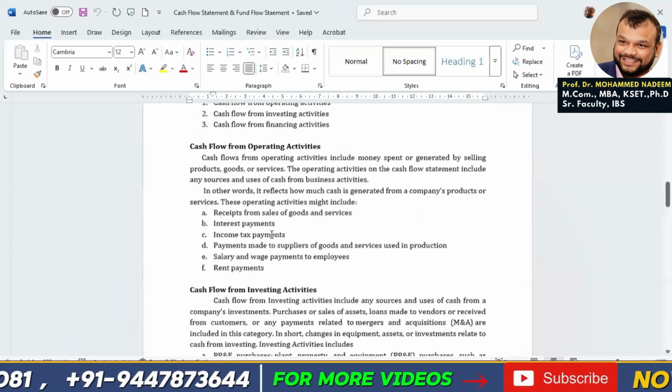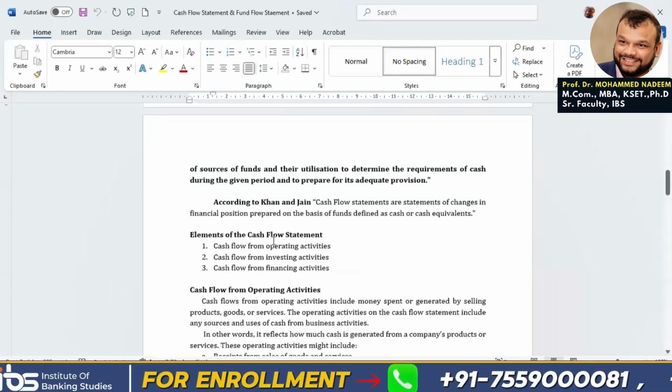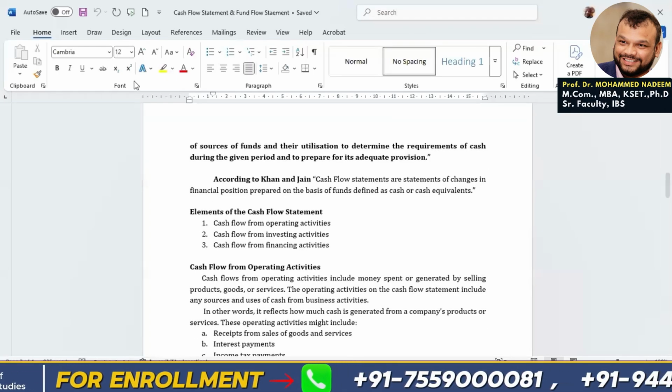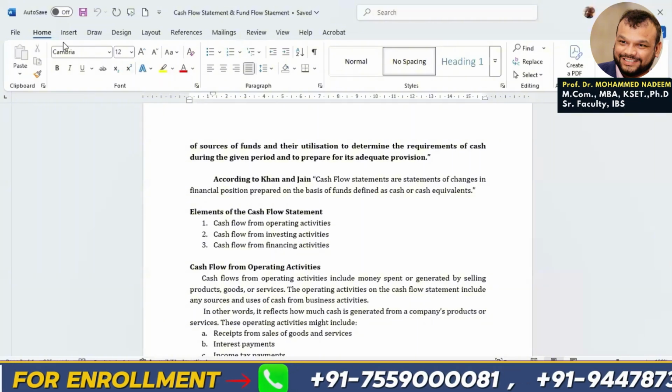Make a note of these activities first, the elements of the cash flow statement and all this. Once you are done, just let me know.